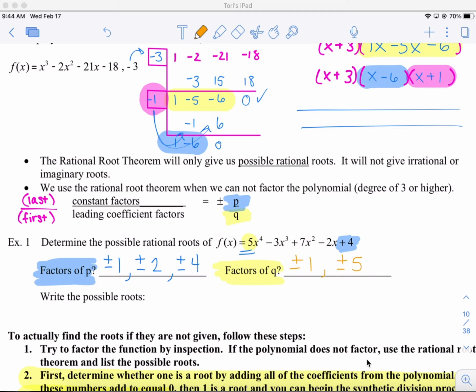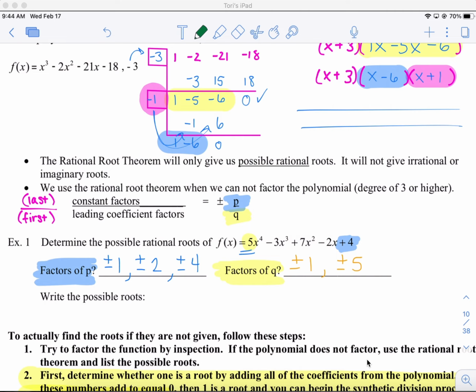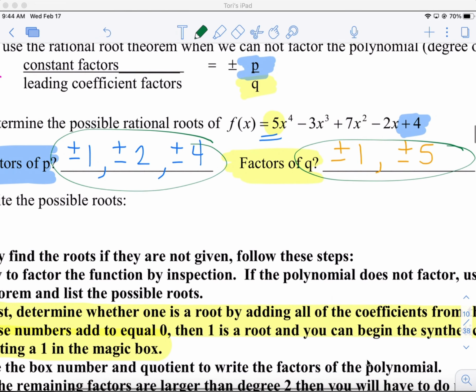Now when we think about all the possible roots, let me do green so we can think of putting that together. All of these numbers are going to be denominators. All of these numbers are going to be numerators, and we're going to write out every possible combination. So let's do it this way. Zoom in just a little bit. I like to write them out, plus or minus 1, plus or minus 2, plus or minus 4.